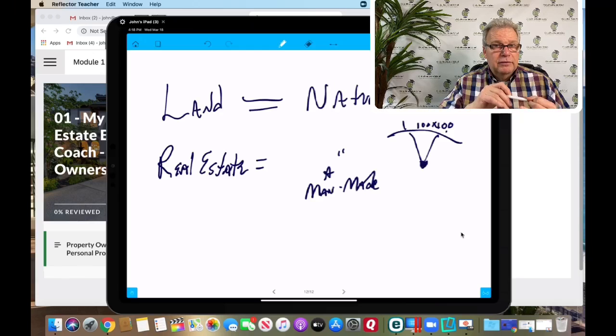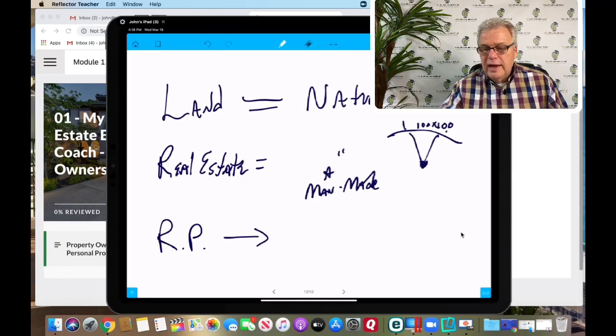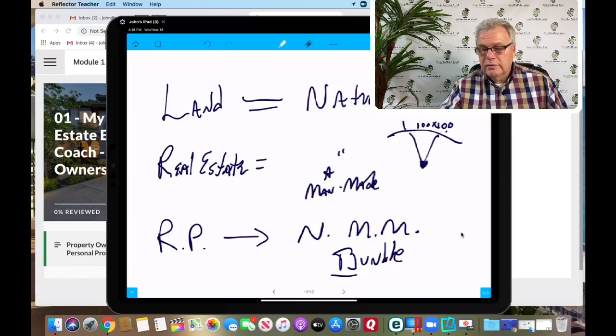House, fence, garage, the man-made items. And when you think of real property, and I'm just going to abbreviate that, it's natural, man-made, and we call this your bundle of legal rights. Okay, your bundle of legal rights.